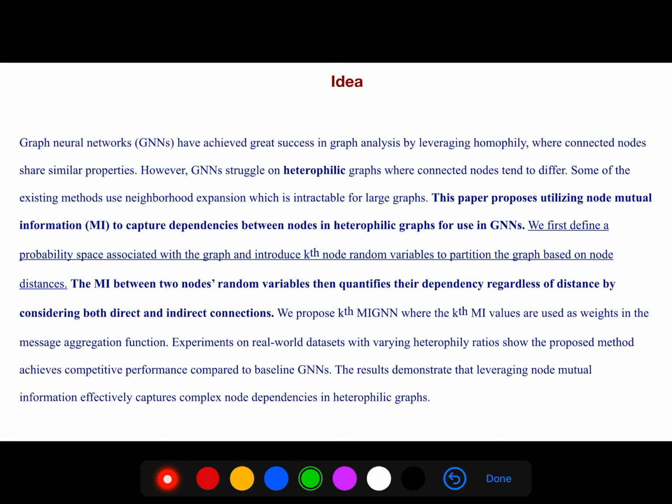We first define a probability space associated with the graph and introduce kth node random variables to partition the graph based on node distances. The mutual information between two node random variables then quantifies their dependency regardless of distance by considering both direct and indirect connections. We propose k-MIGNN, where the k-th mutual information values are used as weights in the message aggregation function. So you got the idea. They are just weights in the message aggregation function. This is the idea of this paper.